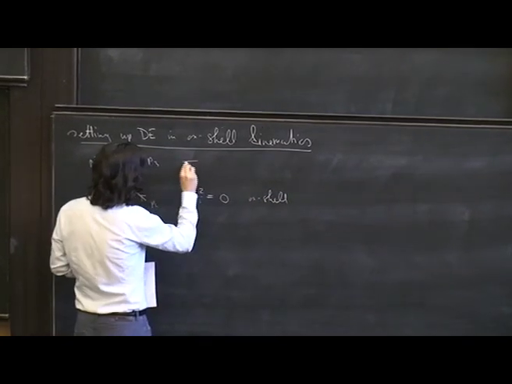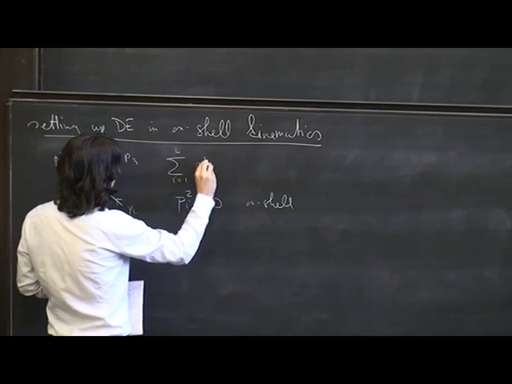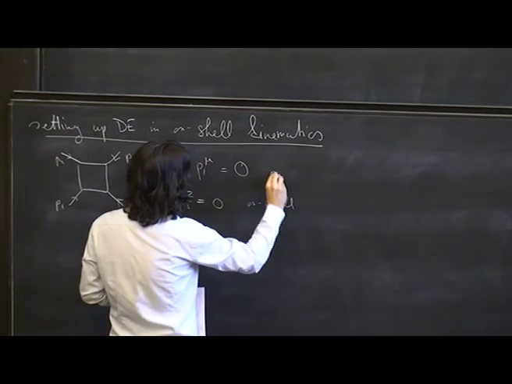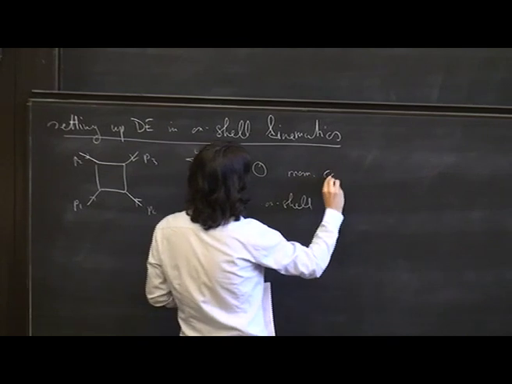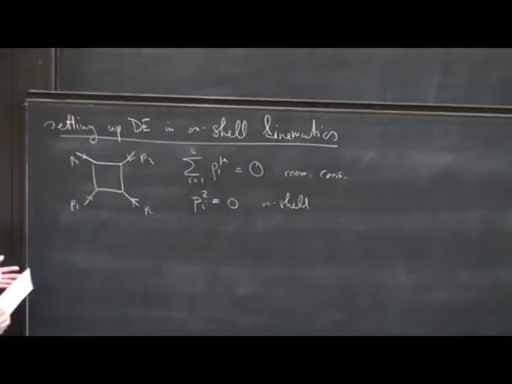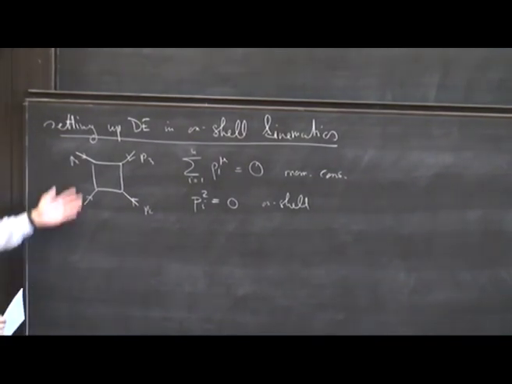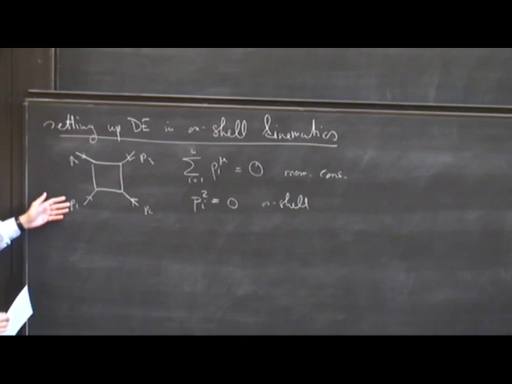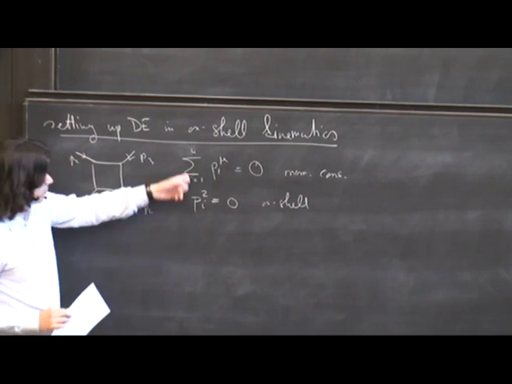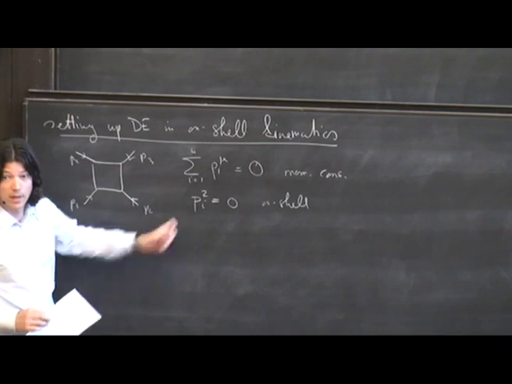And in addition to that, we have momentum conservation. So the sum of the P_i from 1 to 4 is 0 by momentum conservation. And what this means is that we cannot just naively differentiate the corresponding Feynman integral with respect to one of the momenta, because if we do it in a naive way, we will violate one of these constraints.